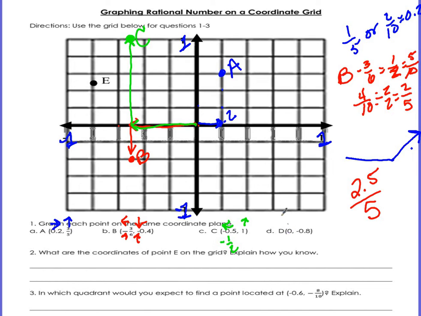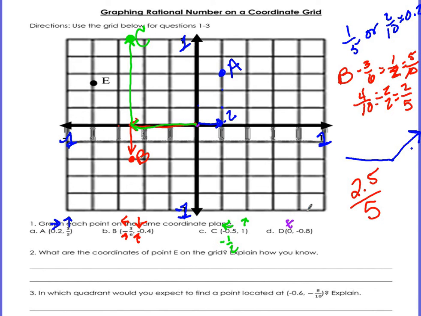So D has 0, so I don't have to move anywhere. I'm just here. So that tells me that my point is going to be somewhere on the y-axis because I didn't move off of it to go left or right, which seems weird because this is the x-coordinate. So the x-coordinate will tell you if you're on the y-axis by having a 0. Trust me, it'll make more sense as you continue to get practice on this.